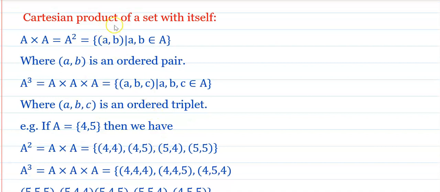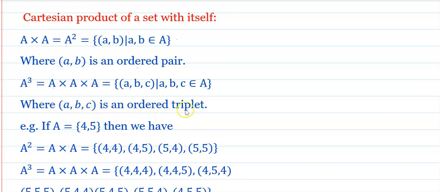Next, the Cartesian product of a set with itself. A × A equals A squared, and that equals the set of (a, b), where a, b belong to A. Here (a, b) is an ordered pair. A cubed means what? A × A × A, and that is the set of (a, b, c), where a, b, c belong to capital A.